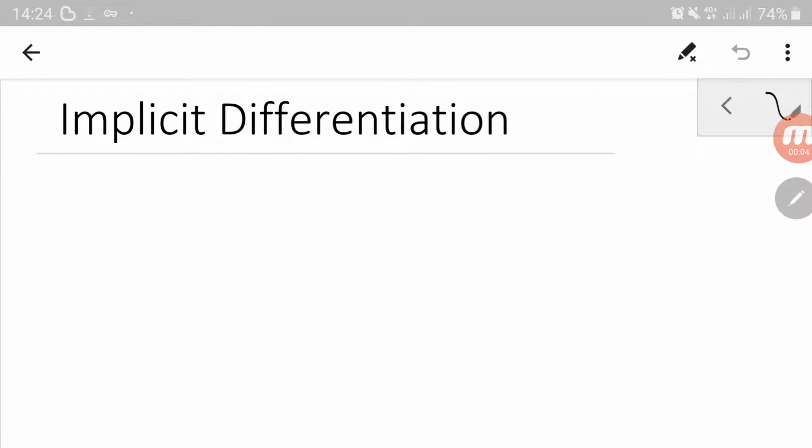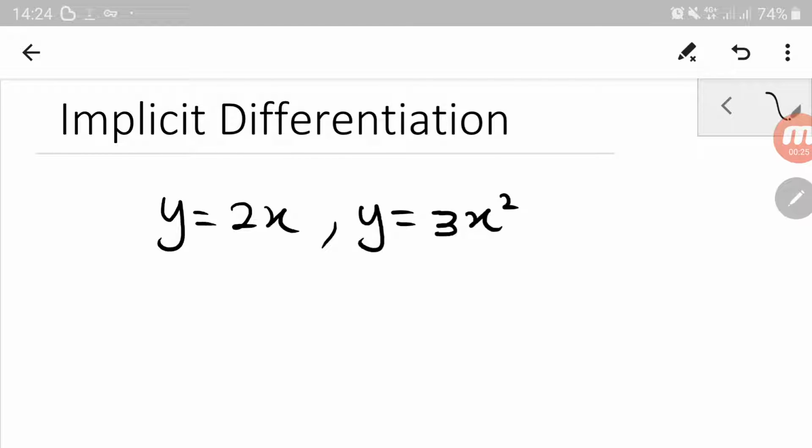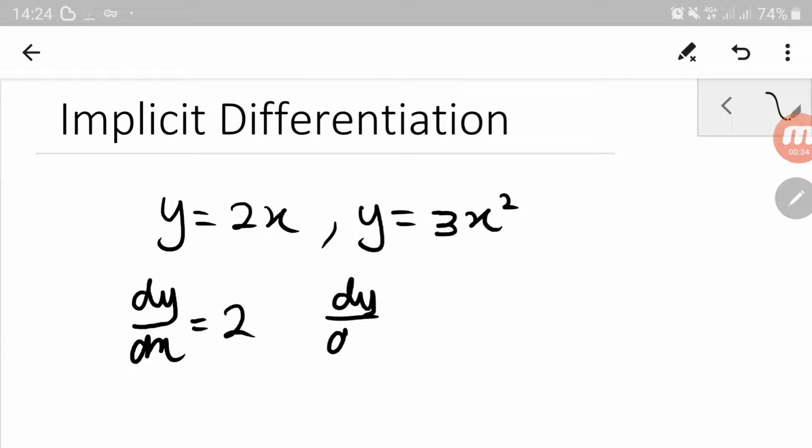In this video, I would like to share with you how to solve implicit differentiation. So first things first, let me show you several examples. Usually we can differentiate something like this, or maybe something like this, 3x squared. So this one, dy/dx equals 2, and this one is dy/dx equals 6x.